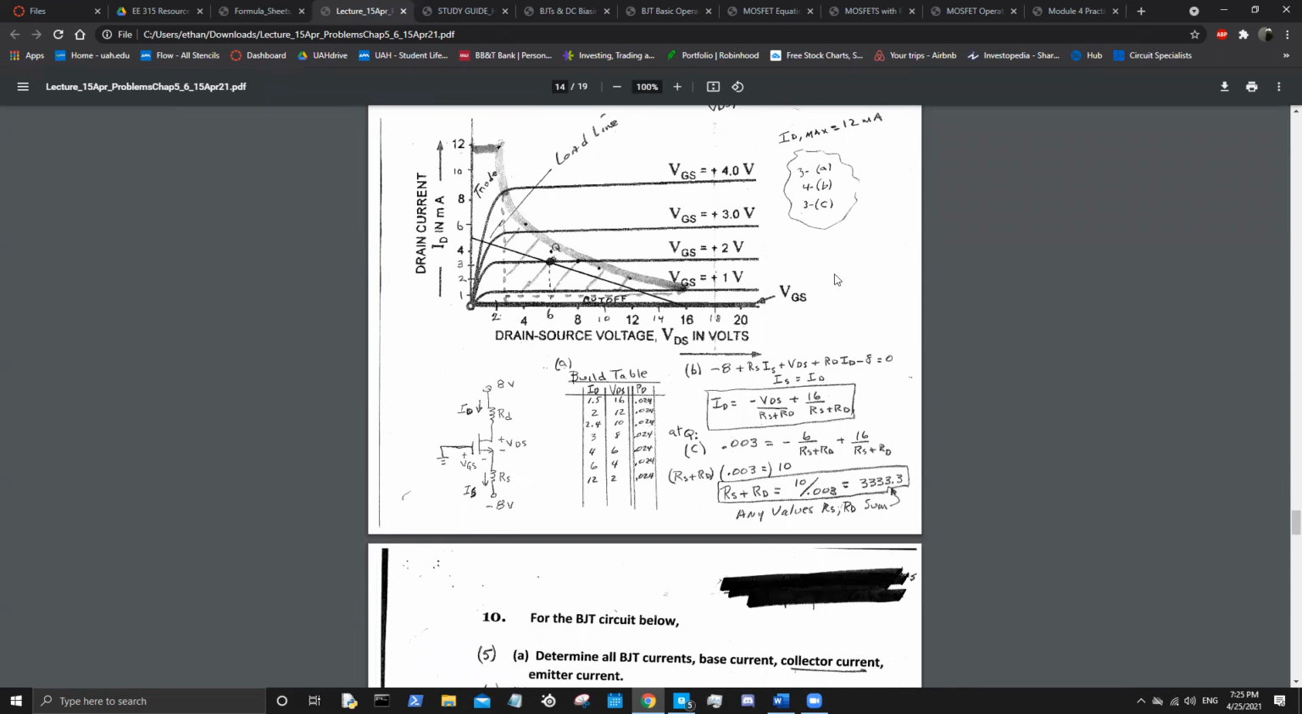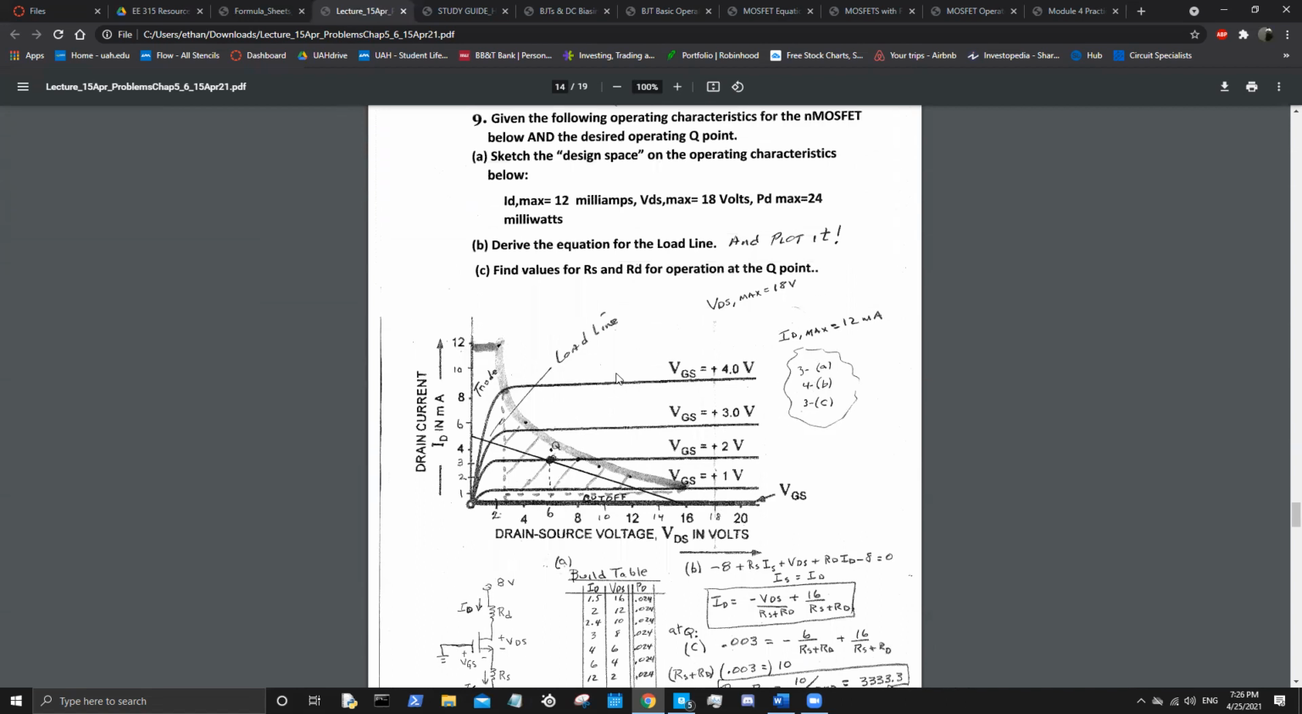Looking at this, I think what was probably given was the four VGS lines, and then you have to draw in the load line. This straight one? Yeah. And then that other one, the parabolic line, is what he marked as the Q point.